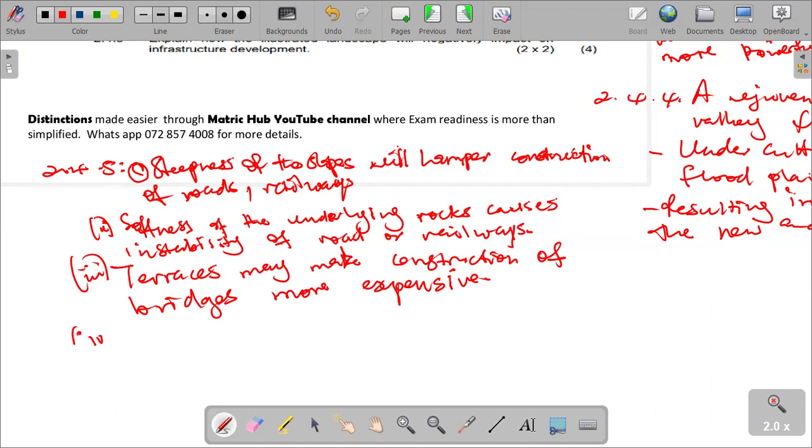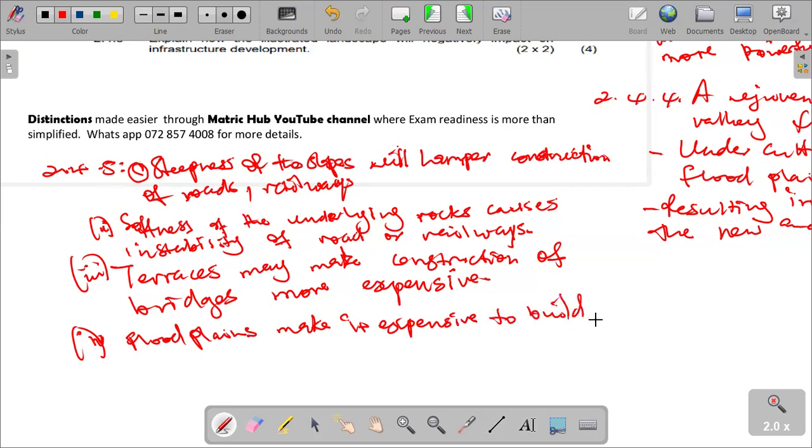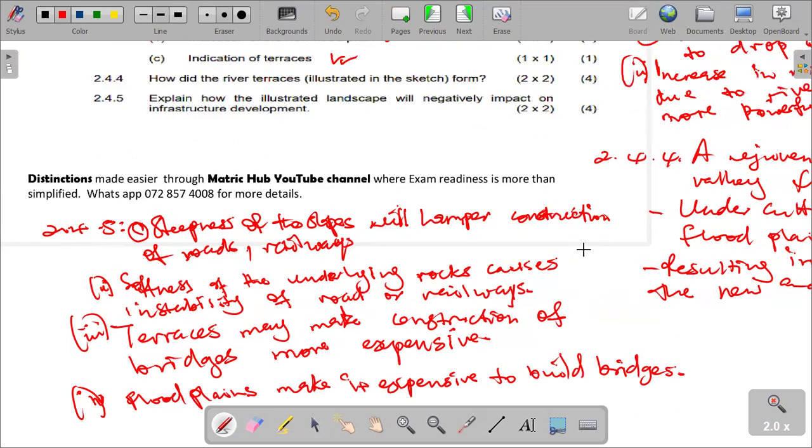Lastly, what do the floodplains do? The floodplains can also make it difficult to build bridges again. Floodplains make it expensive to build bridges as well. So bridges can also be difficult to build because of the landscape. The question wanted us to explain how the illustrated landscape will negatively impact on infrastructure development.